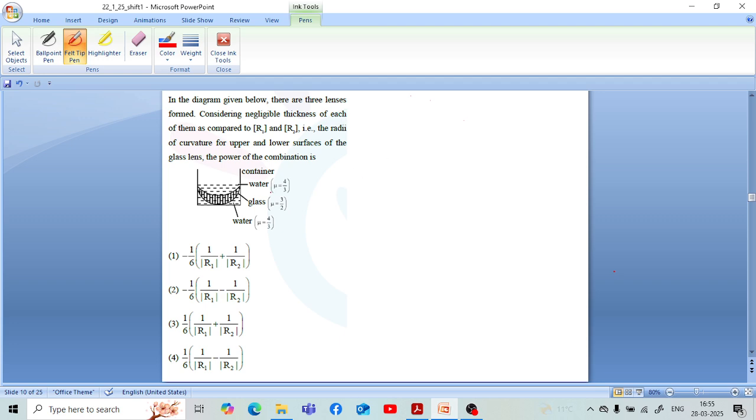So the situation is something like this, that there is a container having a glass lens, and on both sides of this glass lens there are water surfaces, the water layers, and the water layers are also acting as lenses. So we have to find out the combined power.